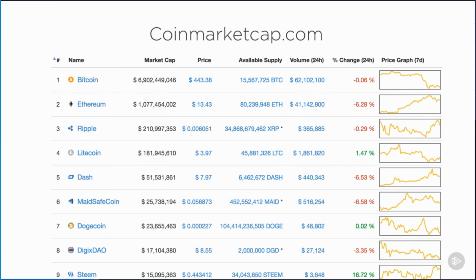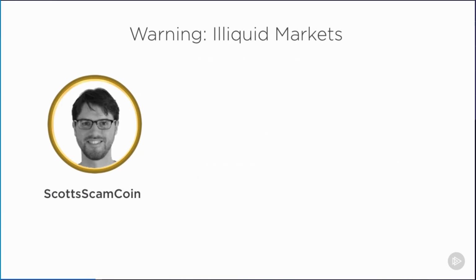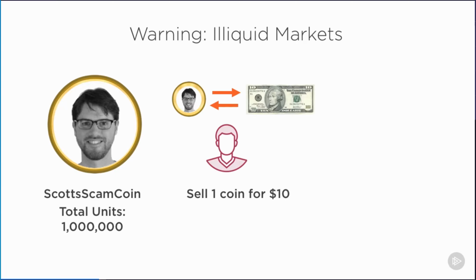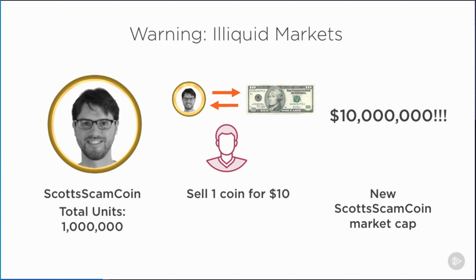For example, if I make a new cryptocurrency called Scott's Scam Coin, issue myself 1 million units, and then talk a friend into buying just one of those units for $10, the market cap is now technically $10 million. But clearly I would struggle to sell the remaining $9.999 million worth. This is what's called an illiquid market, in other words, one where you would struggle to buy or sell anything. Such illiquid markets are common for smaller currencies and in general have overinflated values as measured by market cap.